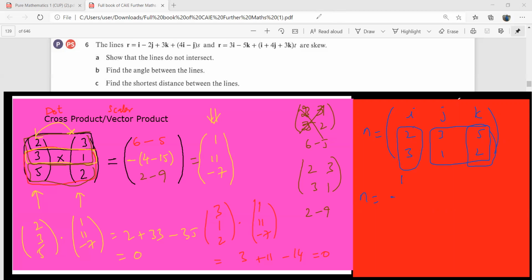Let me use a different color for this. For this 2, 3, and this 5, 2. So that is going to be 2 2s are 4 minus 15, minus 11, minus into minus 11. And for this k part, you will be taking up these two over here. So that is 2 1s are 2 minus 9, which is minus 7. So this n is going to be 1, 11, minus 7.